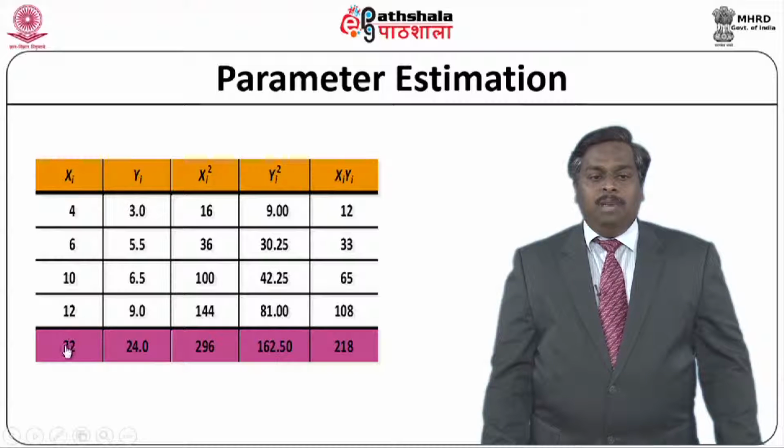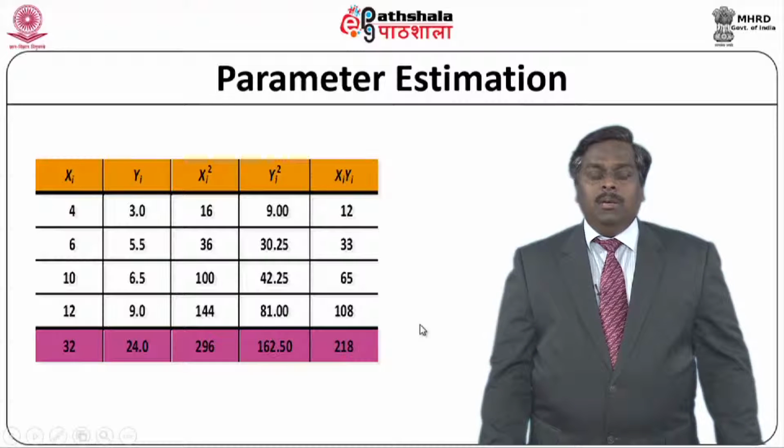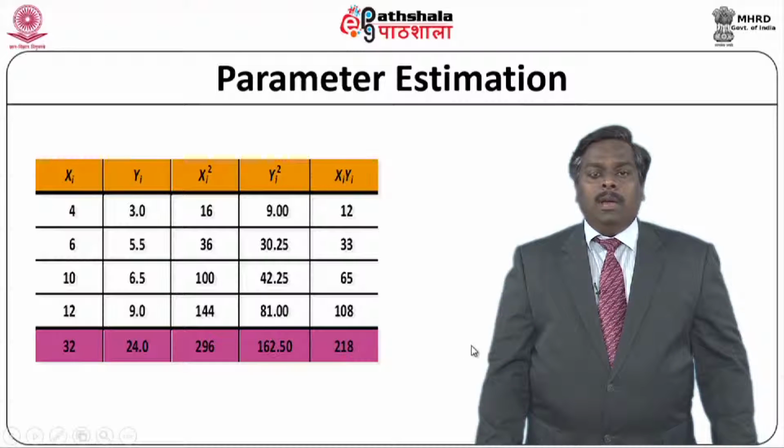So, the sum values are indicated in this pink shaded row. 32 is the sum of x values, 24 is the sum of y values, the sum of x square is 296, the sum of y square is 162.5, and the sum of products is 218. Now all that we need to do is calculate beta 1 and beta naught.